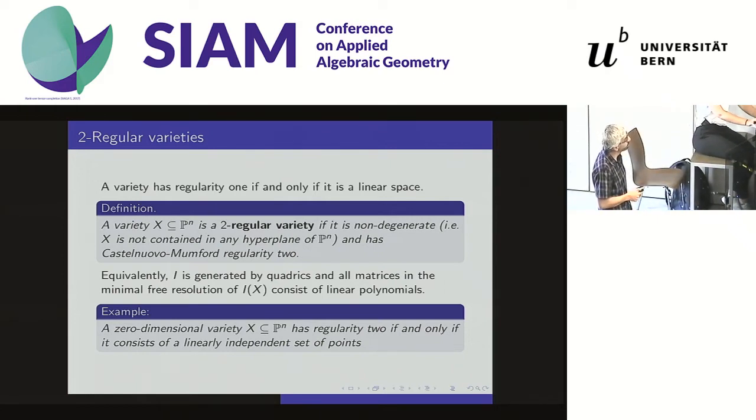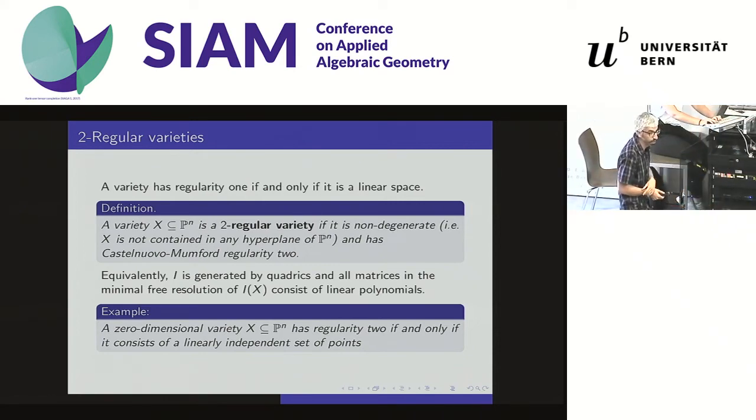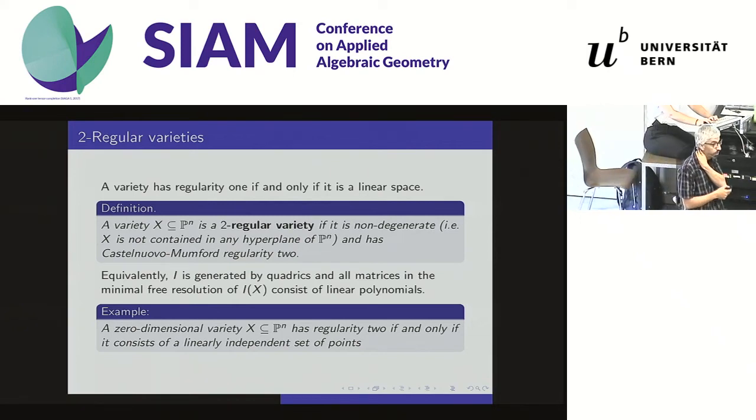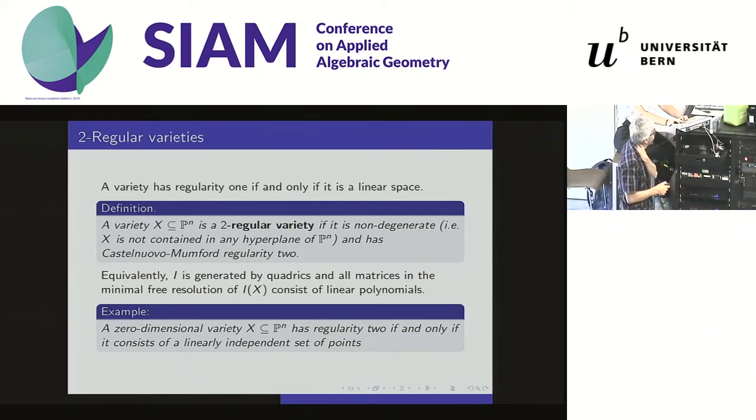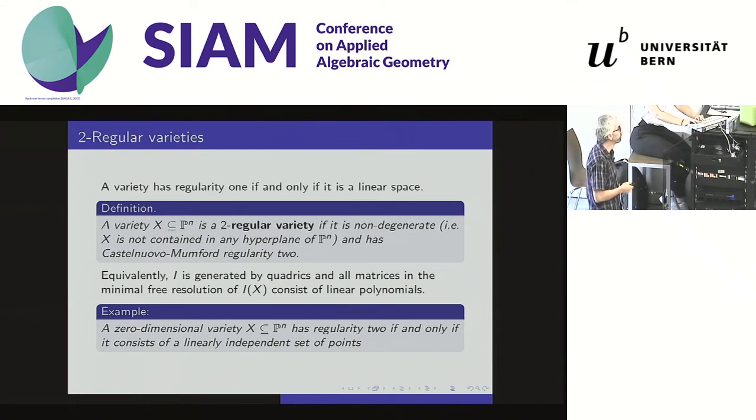Well, this means that the interpolation degree of the set of points is 1, so that one can interpolate with linear functions. And if you think about that for a second, this is the same as saying that your points are linearly independent. So a finite set of points has regularity 2 if and only if it is a linearly independent set of points. So again, morally, you can think that 2-regular varieties are the variety version of the concept of linear independence. And maybe this is why they are so useful.